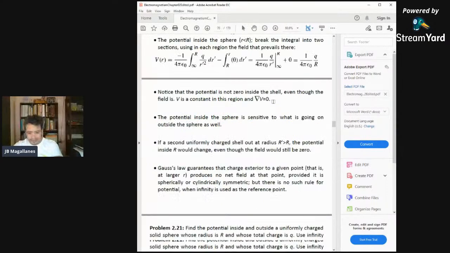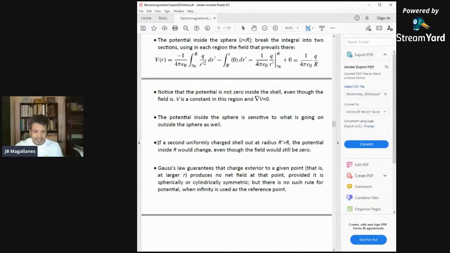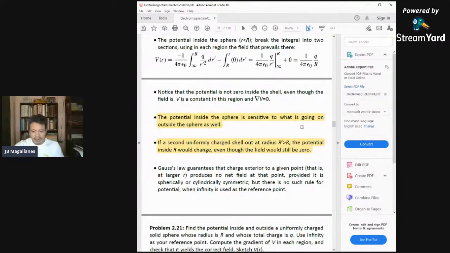There's a statement here: the potential inside the sphere is sensitive to what is going on outside the sphere as well. So the potential inside the sphere will change if there is a neighboring charge that passes by that sphere. It's like you have a balanced self, you're sitting there, but if somebody passes by you, you will feel the presence of that person, because somehow it changes your physical balance.